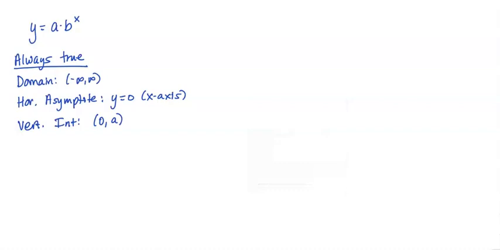So let's look at a couple of actual functions and see what is slightly different about these. Let's look at, for example, y equals 5 times 1/4 to the power of x. One thing to notice here is that our value of b is less than 1. The value of b will always be positive, but we'll be looking at whether it's less than 1 or greater than 1.